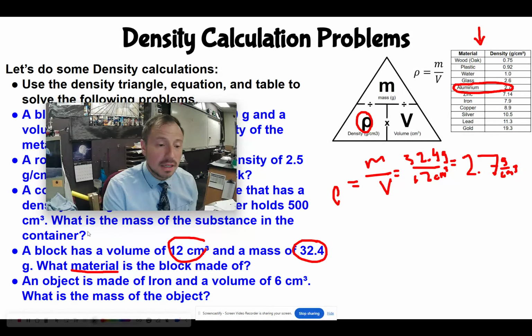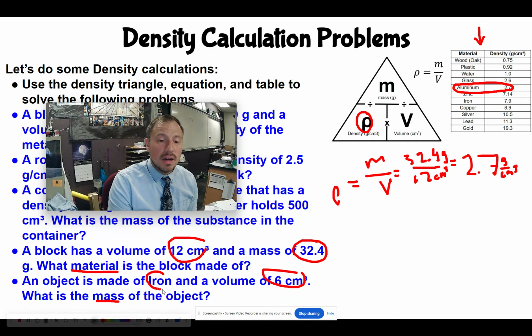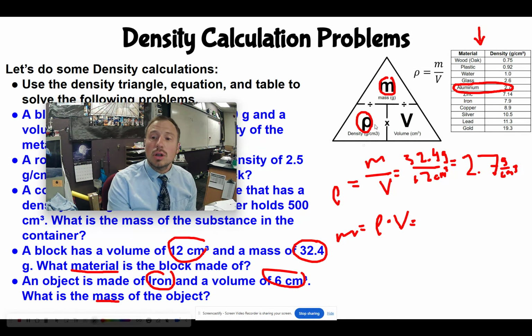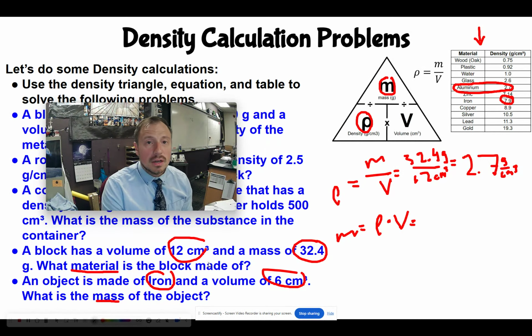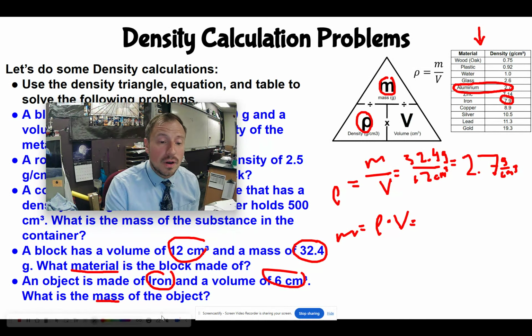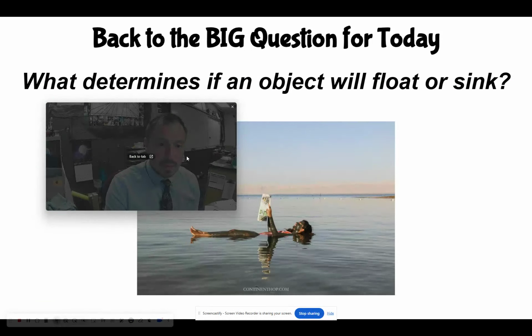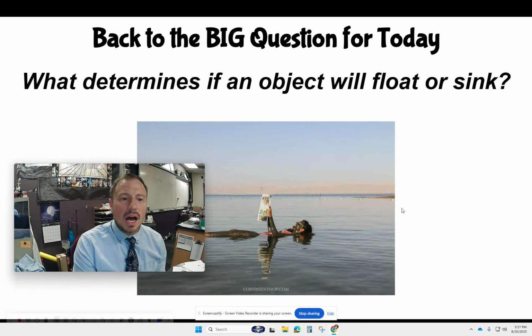Now here's another problem that I can give you. The next one, an object is made of iron and a volume of 6 centimeters cubed. What is the mass of the object? So I'm looking for the mass. Well, I know the volume, and I know that it's made out of iron. So I set that one up. I cover up mass, right? That's what I'm looking for. Mass equals density times volume. And so I just look up the density of iron. You can see here it's 7.9 grams per centimeter cubed. So those are the kind of problems. So there are some problems where you're going to have to look up the density or the material from a chart.